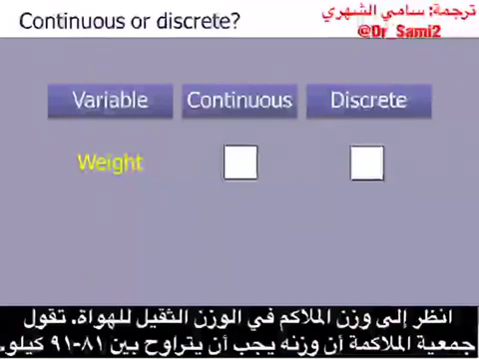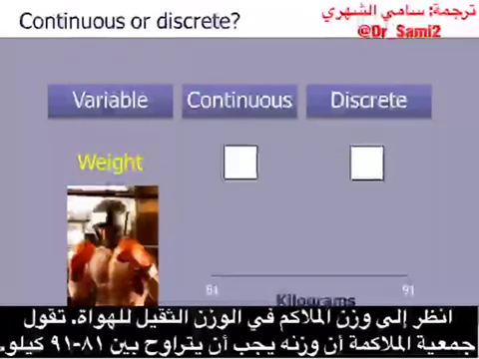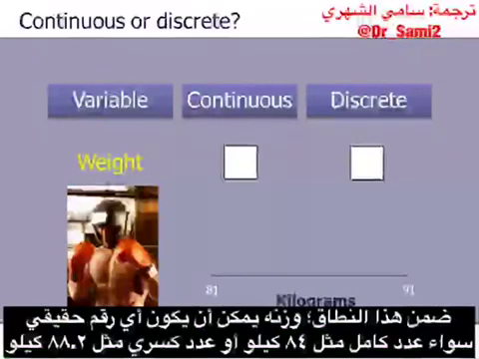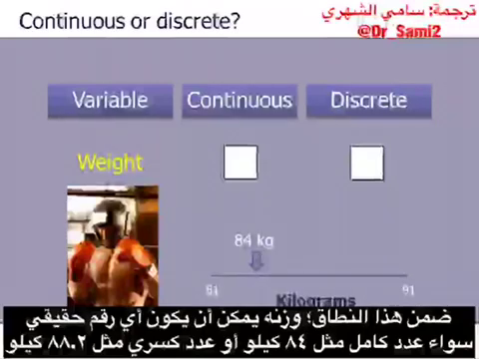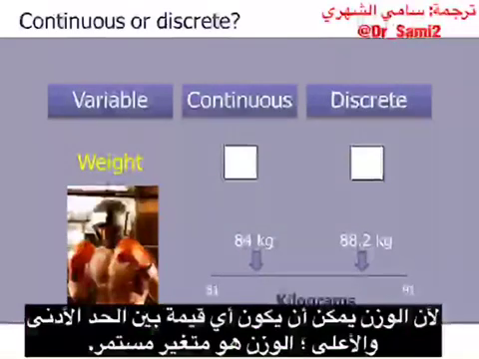Consider the weight of an amateur heavyweight boxer. The Boxing Association says his weight must be between 81 and 91 kilograms. Within that range, his weight could be any real number, a whole number like 84 kilograms, or a fraction like 88.2 kilograms. Because weight can be any value between its minimum and its maximum, weight is a continuous variable.